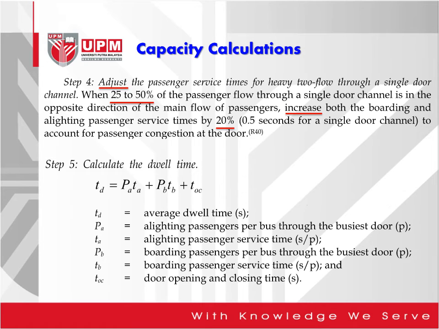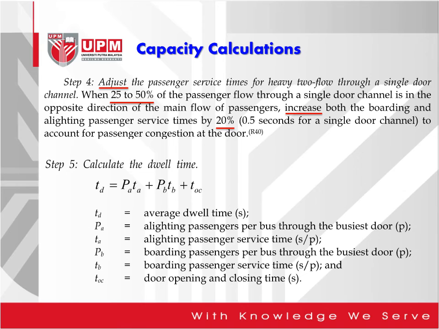And step 4, we have to adjust the passenger service time for heavy flow through a single door. When 25 to 50% of the passengers through a single door are in the opposite direction of the main flow, meaning there is a conflict between boarding and alighting, we have to increase both the boarding and alighting service time by 20%. So this is what we have to do in step 4.